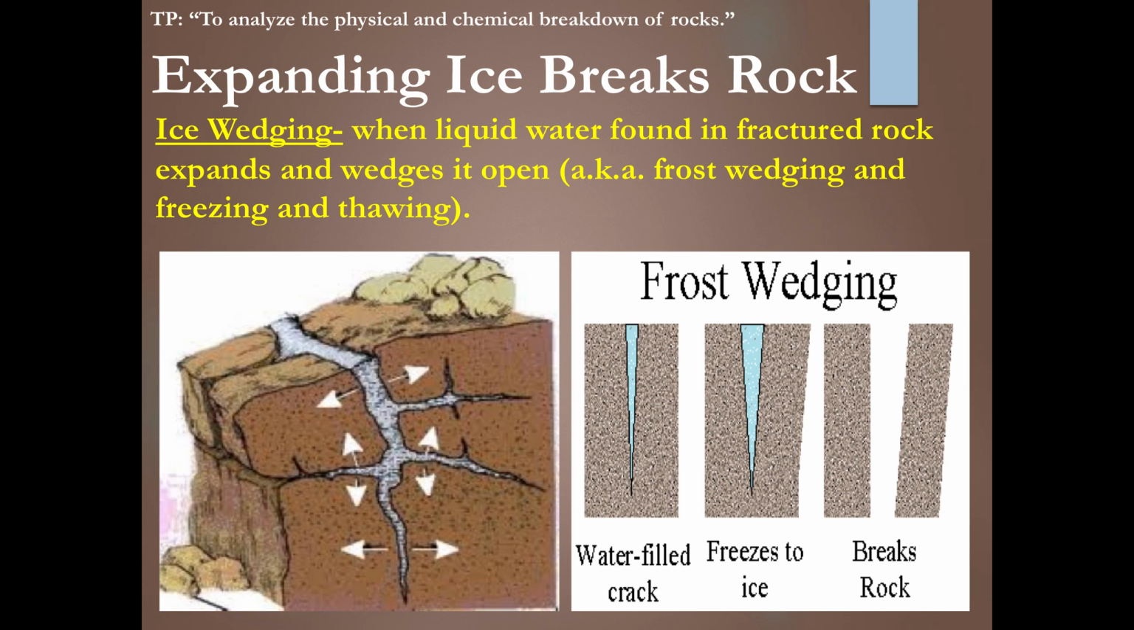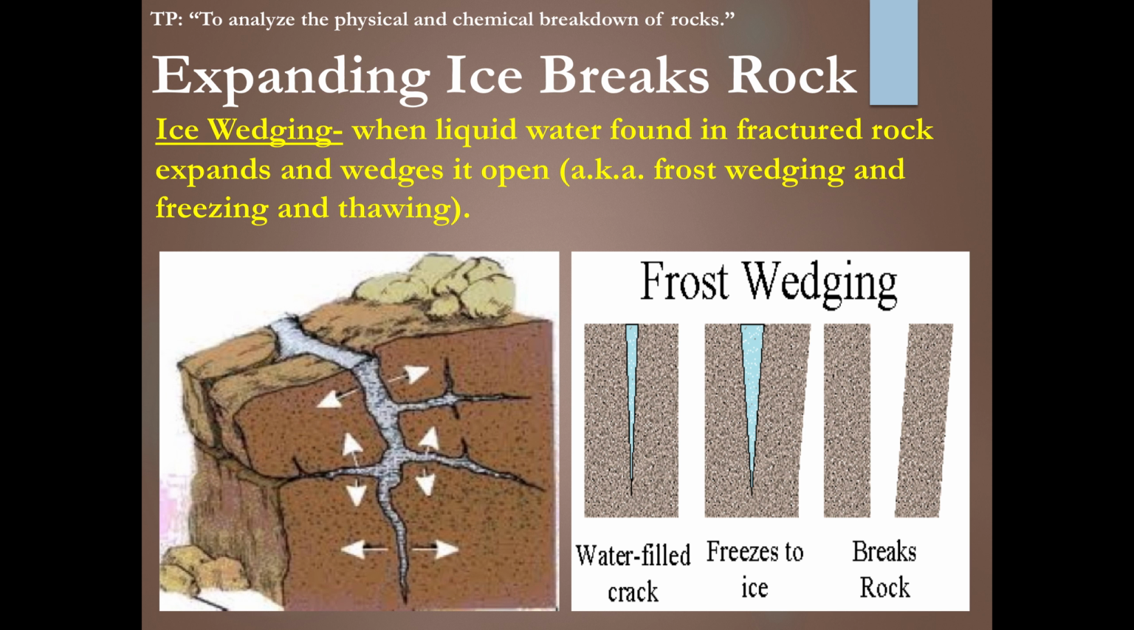The definition: when liquid water found in fractured rock expands and wedges it open, also known as frost wedging, and freezing and thawing. This is occurring currently in the wintertime when we have melted ice water from previous snowstorms or even rain. Once the sun goes down, the temperatures become cooler, below freezing, and that water will freeze. And you have the constant cycle.